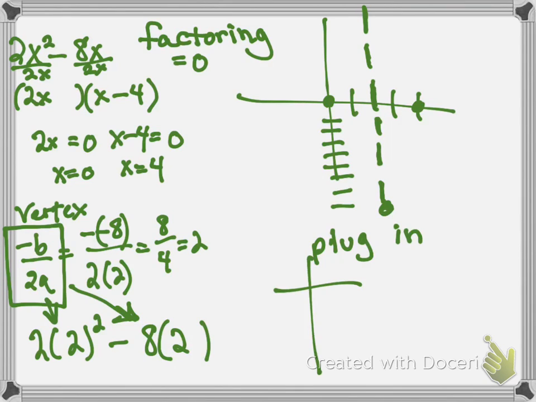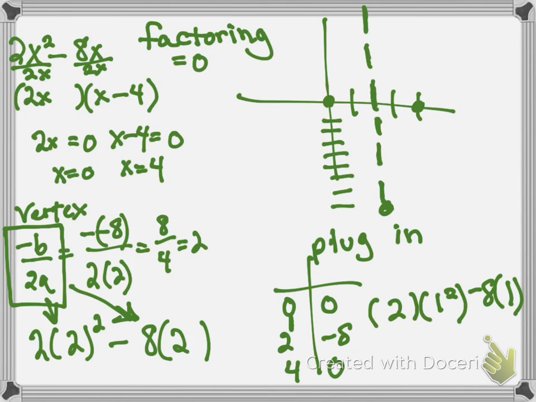Make a little table. So I know I've got 0, 0, I've got 2, negative 8, and I've got 4, 0. Maybe I'll plug in 1. To plug it in, I just take it to my equation and I say 2 times 1 squared minus 8 times 1. So that'll be negative 6. And now it's looking more like something that looks like a quadratic, and I can reflect this across my axis of symmetry. And there's my graph.